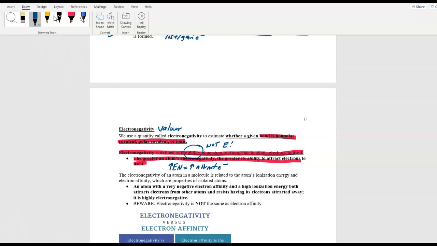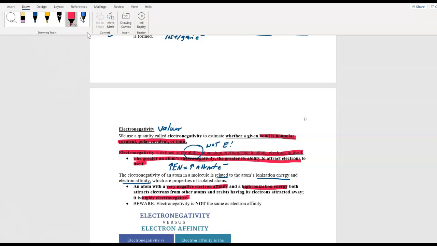Well, you know in chemistry we always have to talk about some trends. The electronegativity of an atom in a molecule is related to the atom's ionization energy, which I know you've heard before, and electron affinity. It says related; it doesn't mean the same. If an atom has a very large negative electron affinity and very high ionization energy, it both attracts electrons from other atoms and resists having its electrons attracted away. That means it's very highly electronegative.